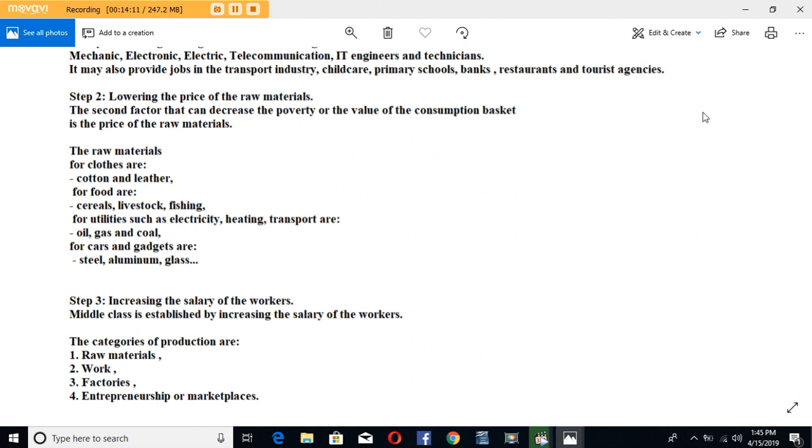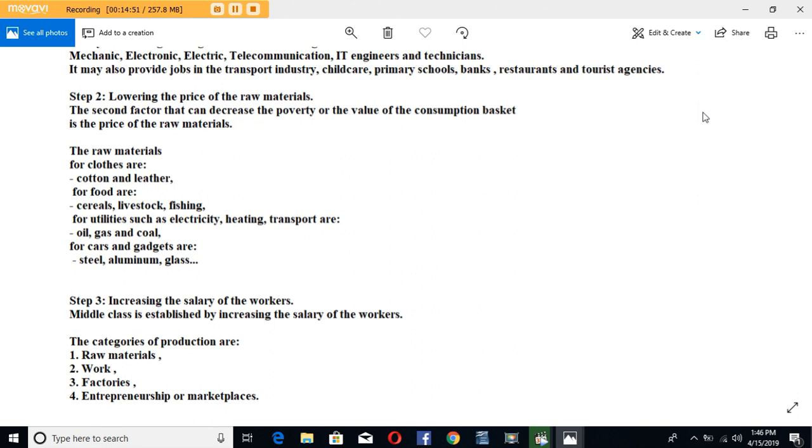Step 2. Lowering the price of the raw materials. The second factor that can decrease the poverty or the value of the consumption basket is the price of the raw materials. The raw materials for clothes are cotton and leather, for food are cereals, livestock, fishing, for utilities such as electricity, heating, transport are oil, gas and coal, for cars and gadgets are steel, aluminum, glass. Step 3. Increasing the salary of the workers. Middle class is established by increasing the salary of the workers.